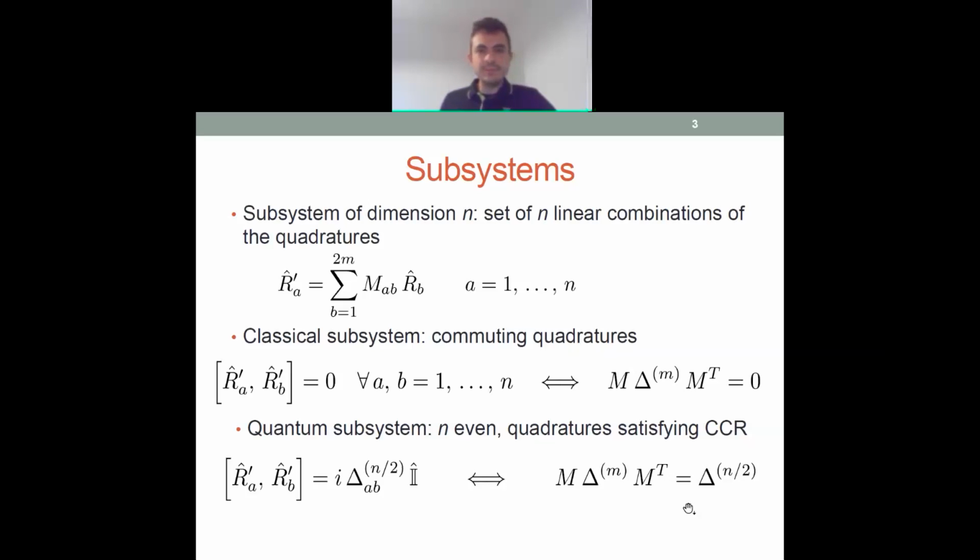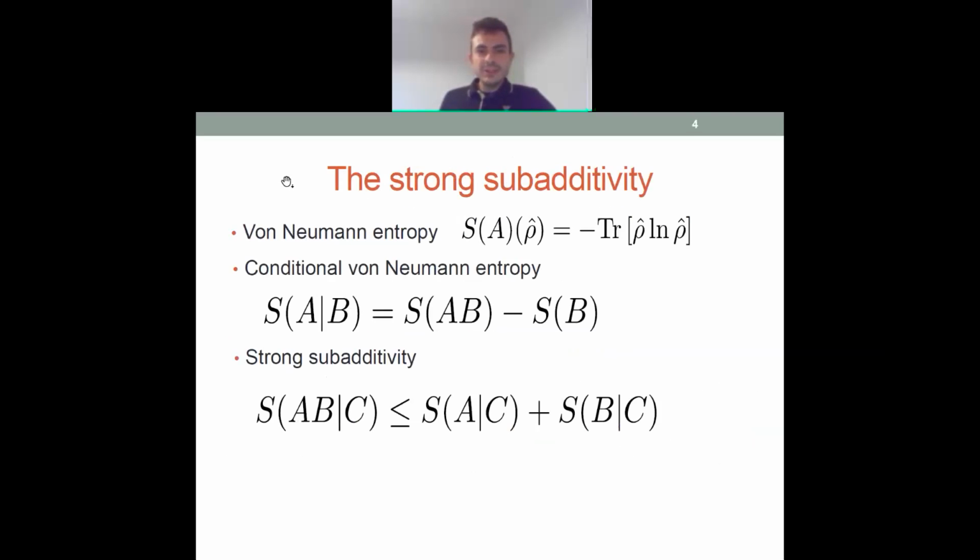Okay, so let me get going. You will probably already be familiar with the von Neumann entropy of a quantum state. Let rho be the density matrix associated to the state of a quantum system A. Here we do not need it to be a bosonic quantum system, it can be generic. The von Neumann entropy of the system A in the state rho is equal to minus the trace of rho times the logarithm of rho.